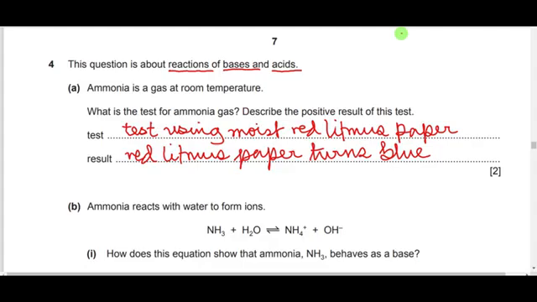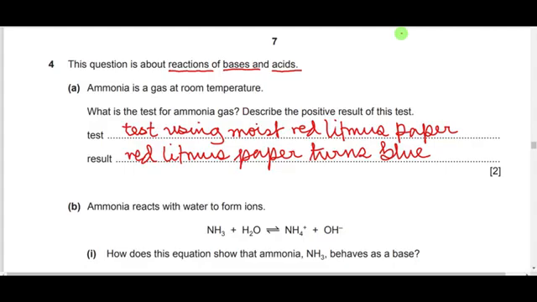Gas. And why must it be moist or damp? Because it is a gas. Without the moisture in the paper, it will not work. The gas will not have an effect on it. What happens there? The gas will dissolve, the ammonia will dissolve in the water in the paper to form what? Ammonium hydroxide, which will now act as the base on the litmus paper and turns it what? Blue. From red to what?